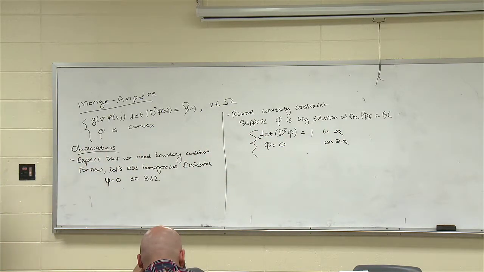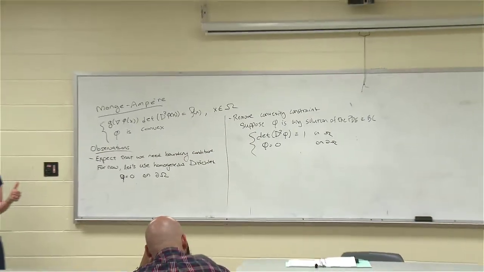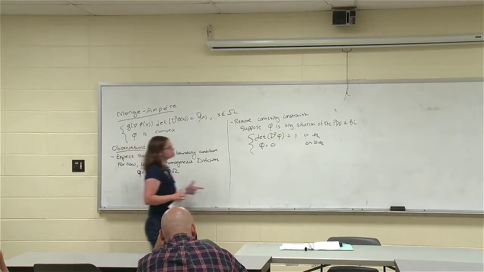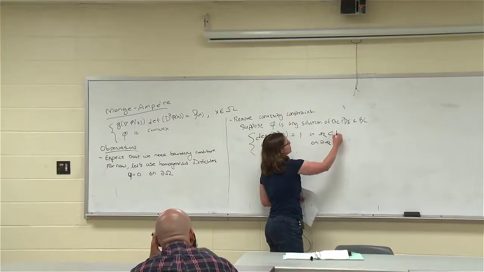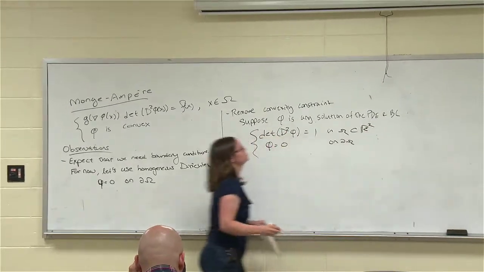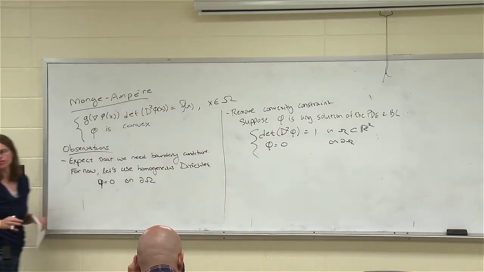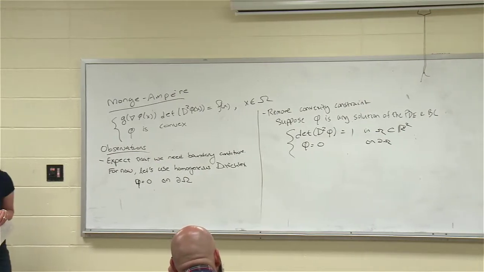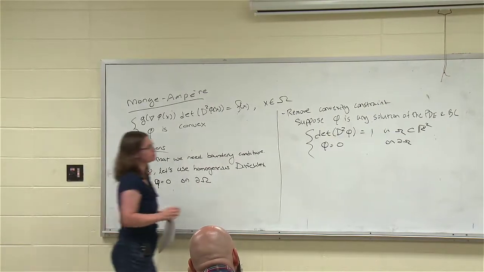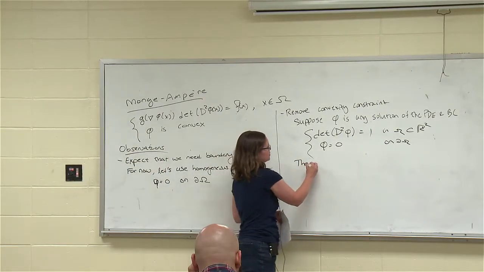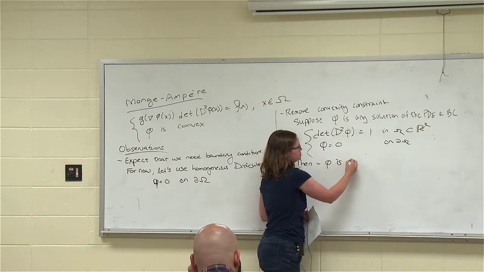Okay, so I found a solution of this. Right away I can write down a second solution. So assuming, let me put one more condition, we're in R2. Right away I can write down a second solution. If phi is a solution, minus phi is a solution. Okay, and then minus phi is also a solution.